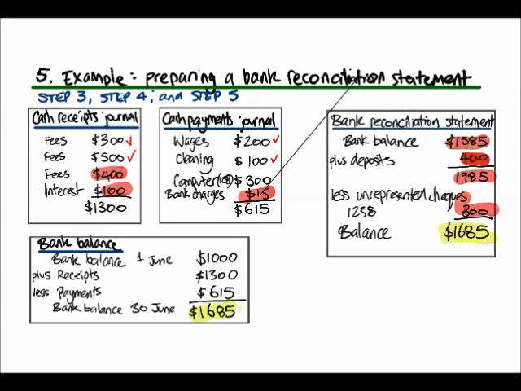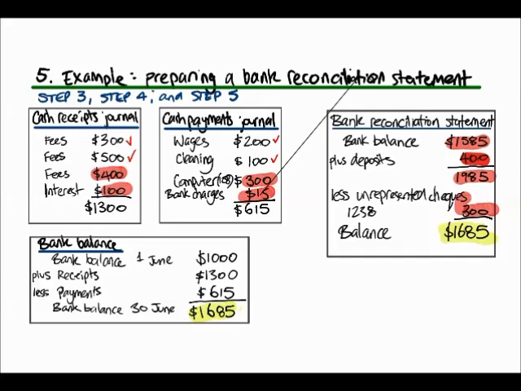You see this is for the computer. The computer for $300 isn't on the bank statement, so we need to minus that off to get the figure that's actually in the bank account. I'll just talk through that again. The bank statement shows we've got $1,585. It's missing a deposit of $400, and it's also missing the unpresented check of $300.